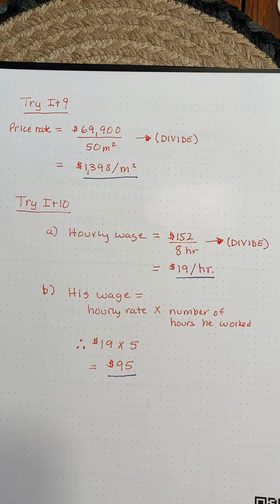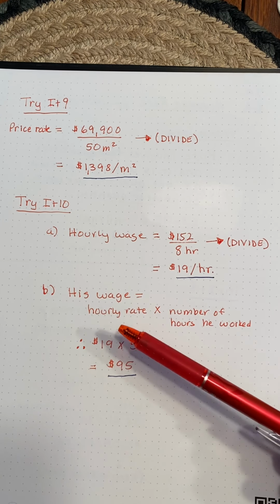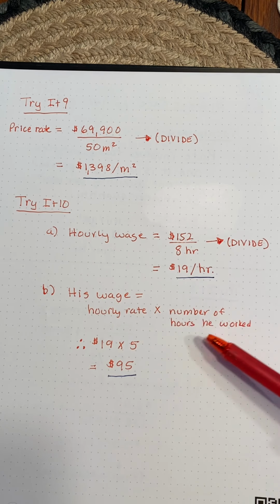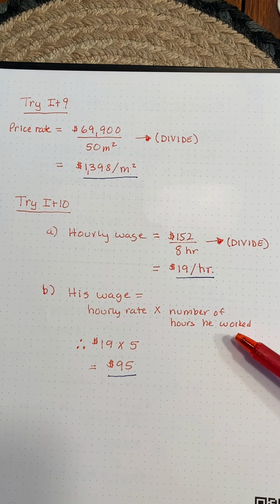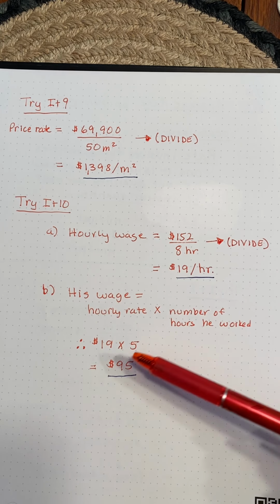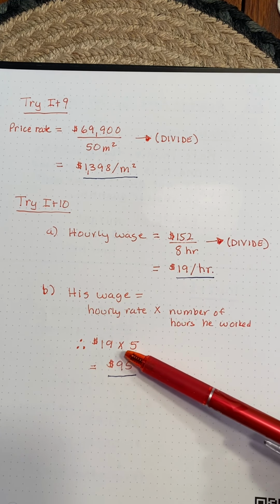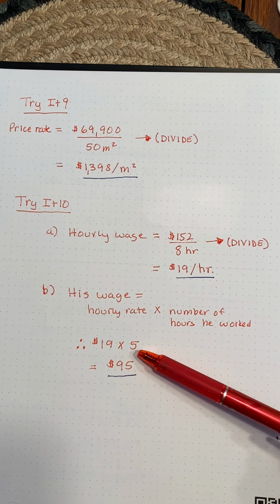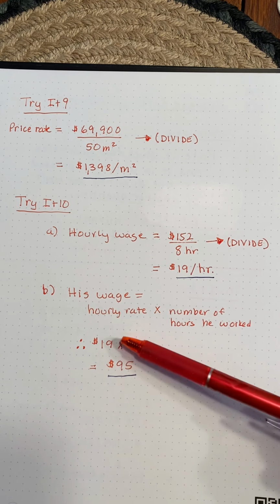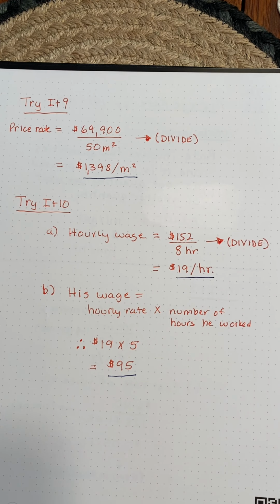So letter B then continues with this same setup. If the worker works for 5 hours, find his wage. Well, we have found his rate, so his wage would be the hourly rate times the number of hours he worked. In this case, 5 hours. So the rate we found in letter A, $19 times 5 hours, instead of the 8 hours that he worked up there. So 19 times 5 gives us $95.